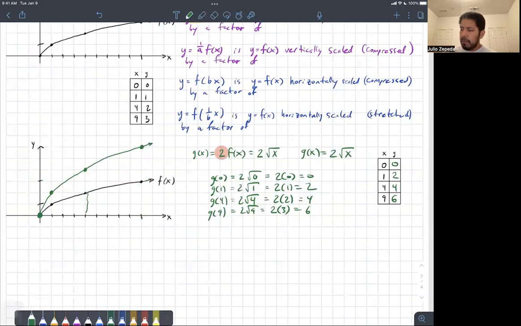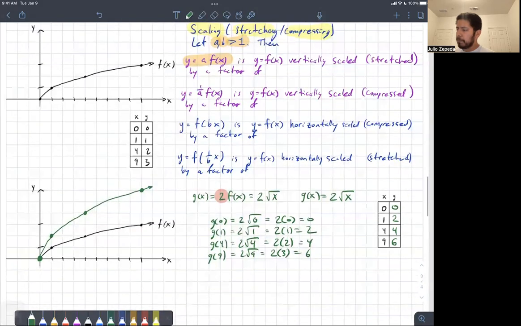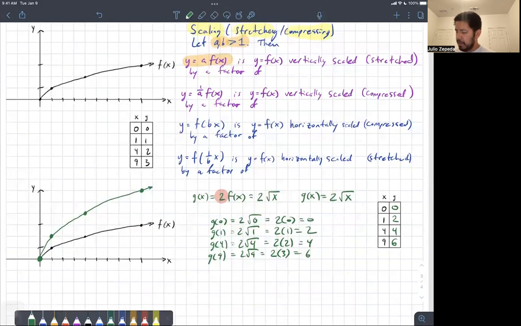And so we would say that this was vertically scaled, and I actually had it earlier here. It was stretched vertically by a factor of 2. And in this case, we would say more generally by a factor of a, if we're sticking an a in front of the f of x where a is greater than 1.